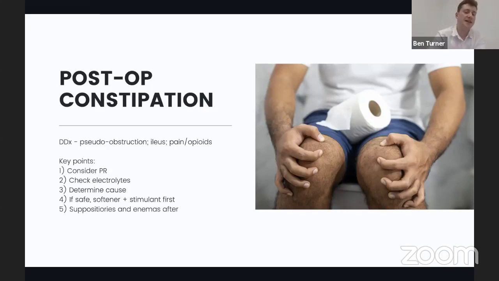In prescribing laxatives, it's very important to use a stool softener and a stimulant, because if you use something like senna by itself, it causes the patient quite a lot of pain. By softening the stool at the same time, it allows them to pass their bowel motions without that increase in pain that the senna can cause. And then finally, if your oral stuff isn't working, then it's time for the suppositories and enemas.